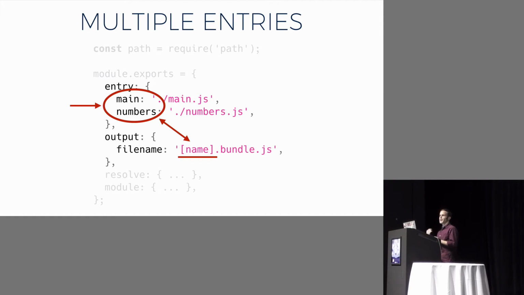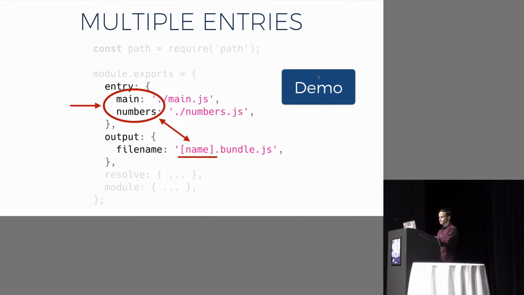And then I can modify the output file name. And I can include this special syntax that Webpack understands with the brackets. And I put name in there. And what that's saying is, when you process a bundle, look to see if it has a name property. In this case, that would be main or numbers. And then it would use that name to produce a bundle. So it's kind of like a template variable, inserting the name there. If we didn't do that, and we just had bundle.js there, then we would end up overriding one of the bundles.